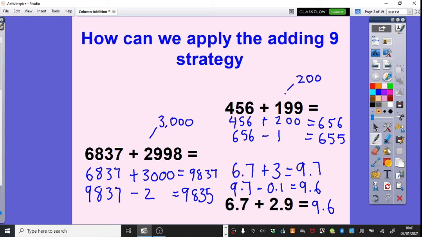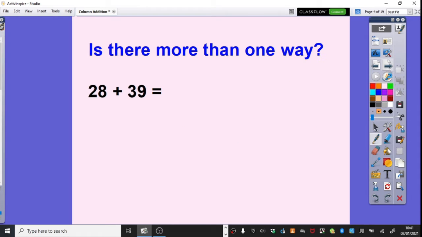Okay, so what you are going to do now for me then is have a little look at this one. Is there more than one way that we can round and adjust this question? 28 add 39. You might want to pause the video now and explore.